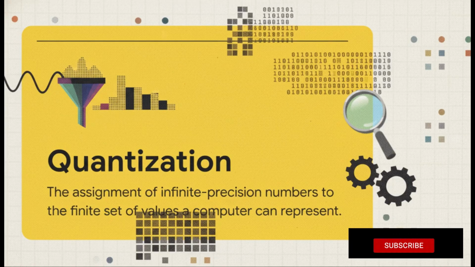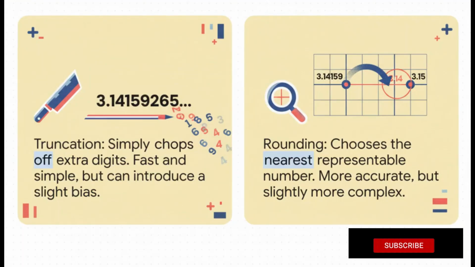It's the process of taking a perfect, high-resolution number and basically squeezing it down to fit into the limited number of bits a computer can actually handle. It's always an approximation, a compromise between the ideal world of math and the real world of hardware. And this approximation usually happens in one of two ways.